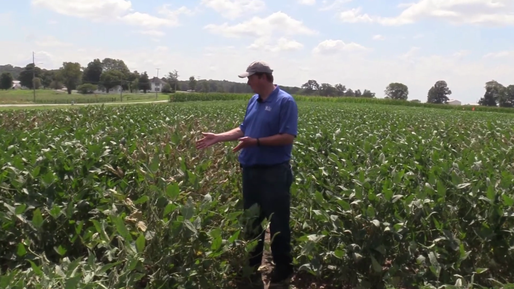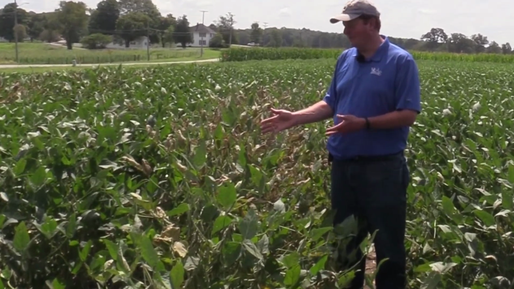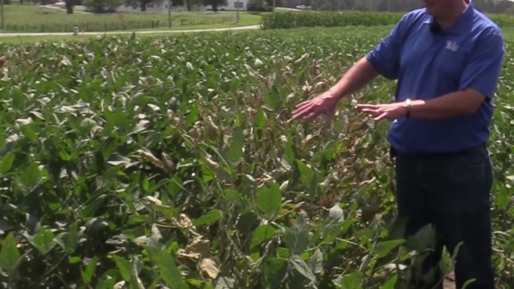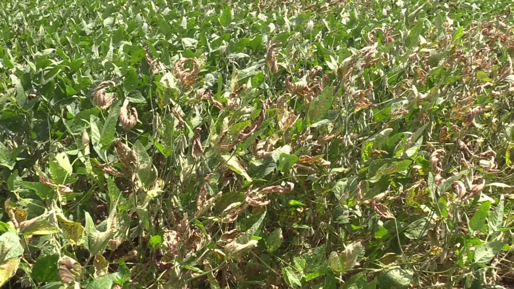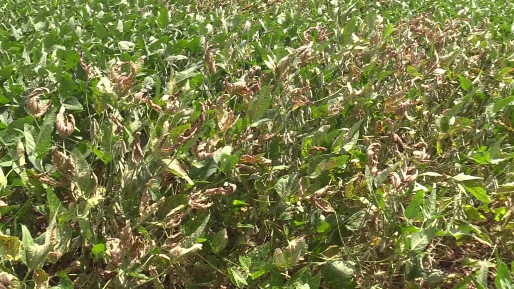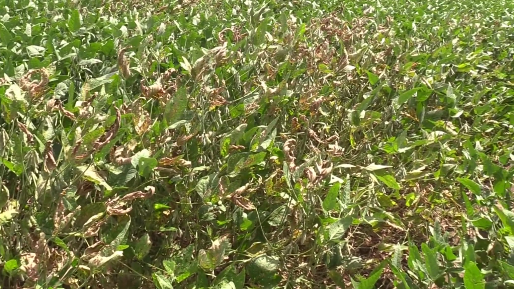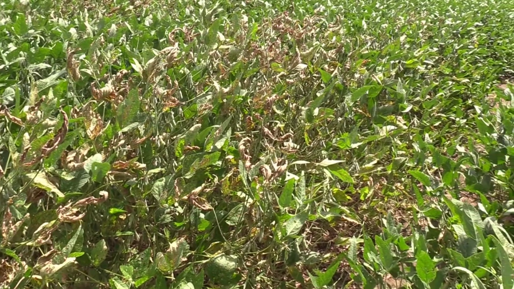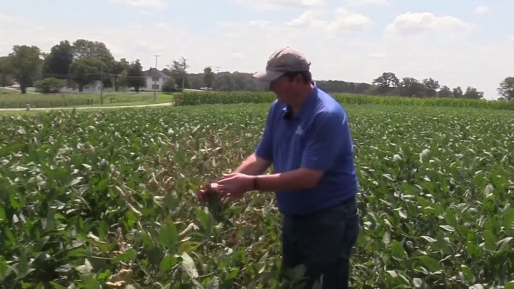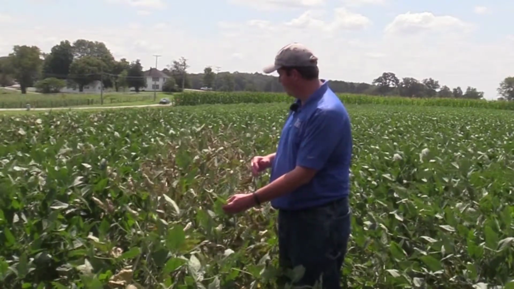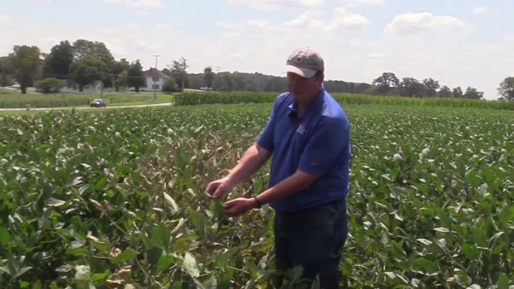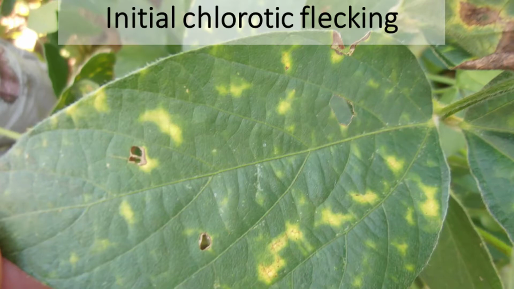I'm standing next to some soybeans out in a field, and maybe you can see all the symptoms that we're starting to see here. For sudden death syndrome, what you're normally going to see are the symptoms that occur above ground. What you're first going to see when symptoms start to show up is some yellow flecking that will occur on the leaves.